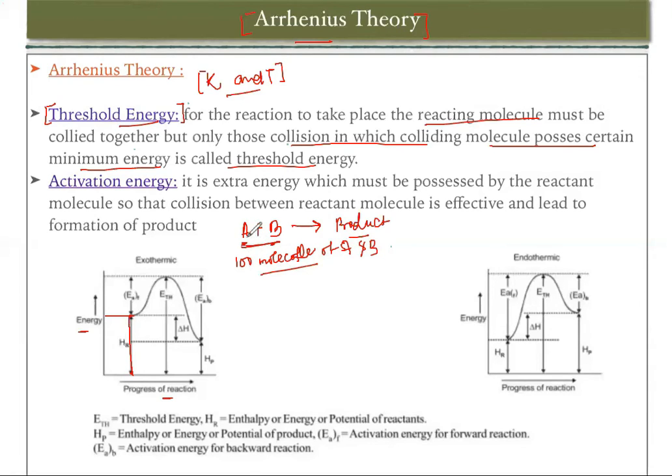So 100 molecules of A and B are not going to convert to the product. Let's suppose 70 molecules are going to give the product. That's why we are writing the active mass of A and B. We are only concerned about the molecules in A and B which are going to collide and give the product. Okay? So here an exothermic reaction is given.